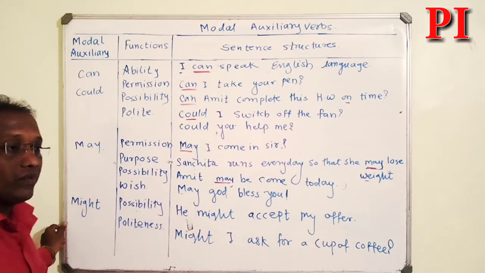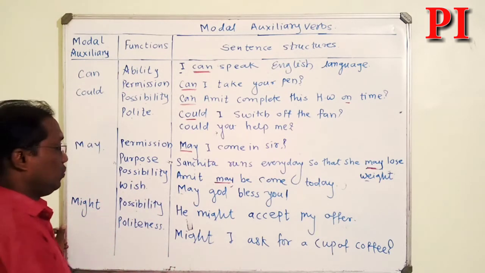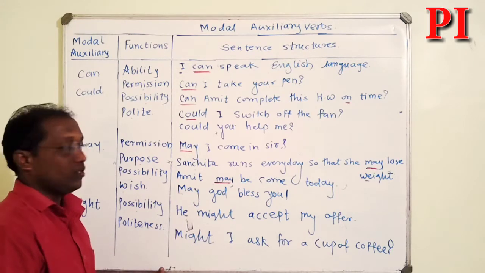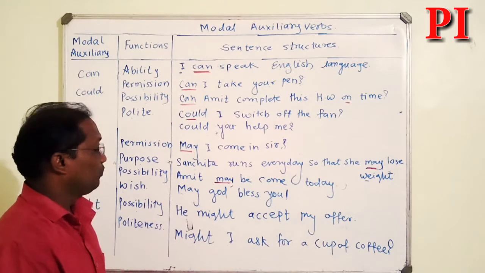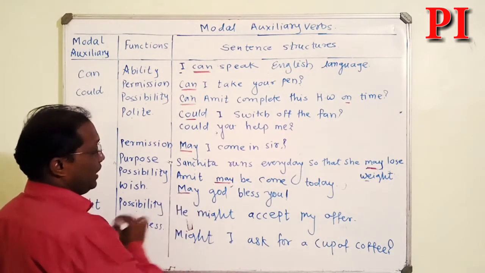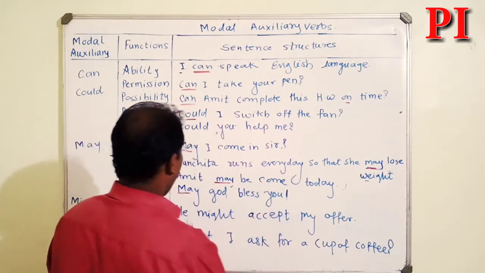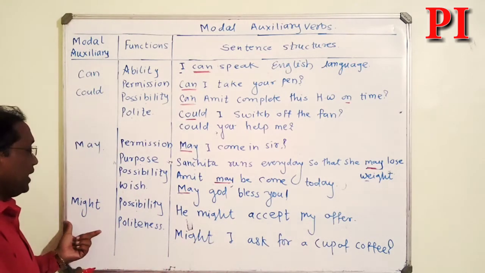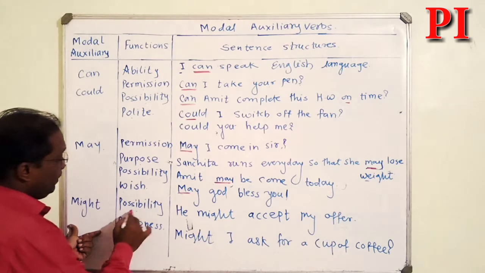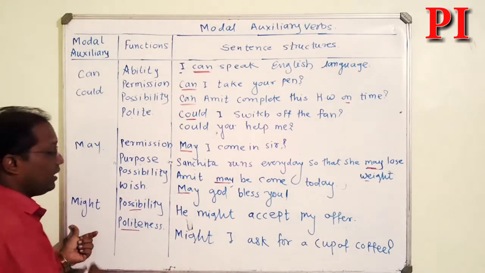Most of the time, elders give wishes to youngers. At that time, use "may". May God bless you. Like this type of wishing, use "may". Then, the second one, "might". Might is used for possibility as well as politeness.